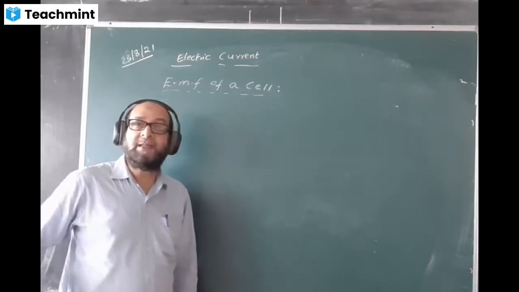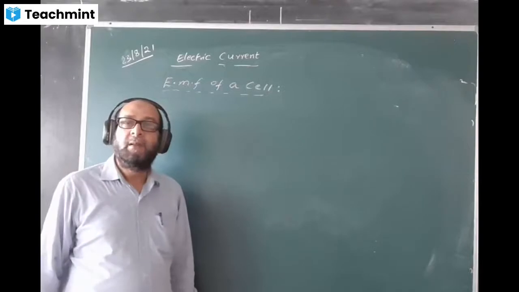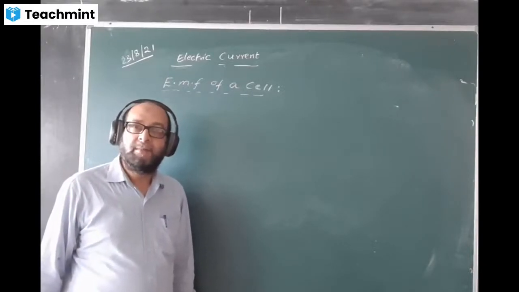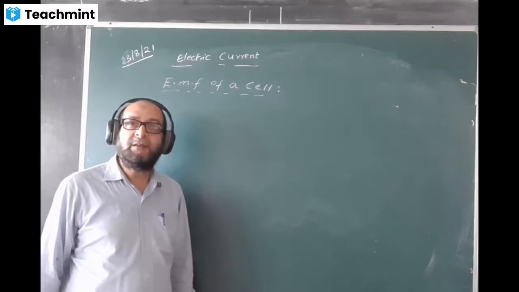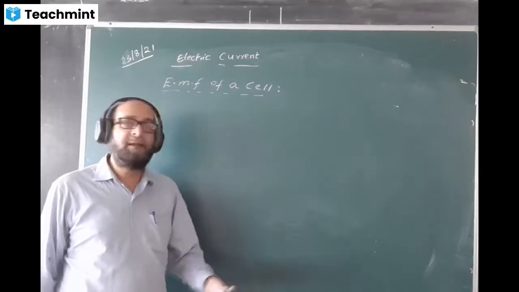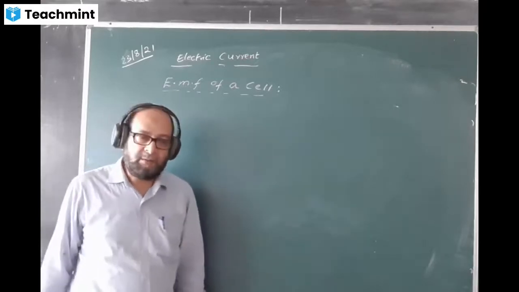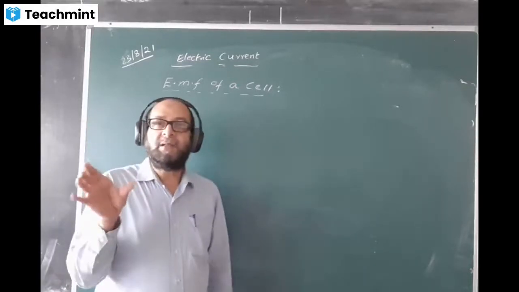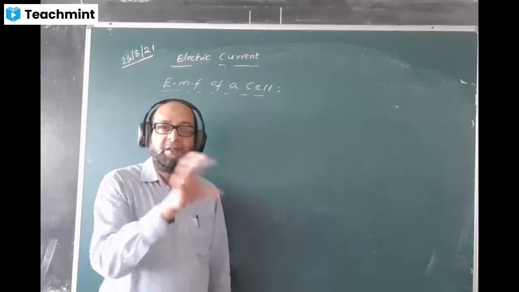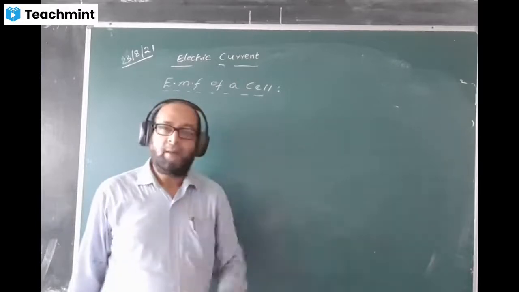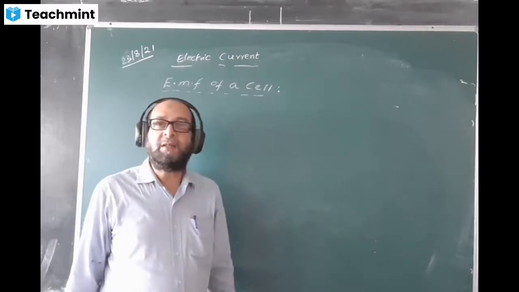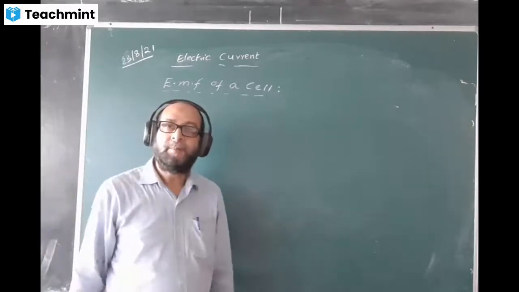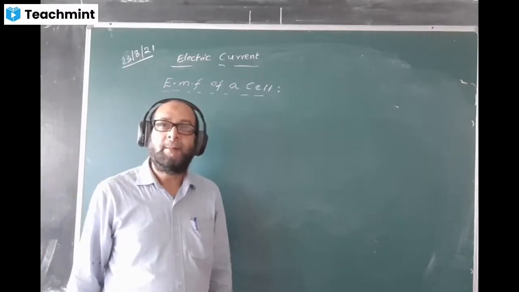What is a cell? A cell is a device which converts chemical energy into electrical energy. That definition they will not ask, just listen only. What is the role of a cell? The role of a cell is to give current in a circuit. With the help of a cell, we get current running in the wire or in the circuit.